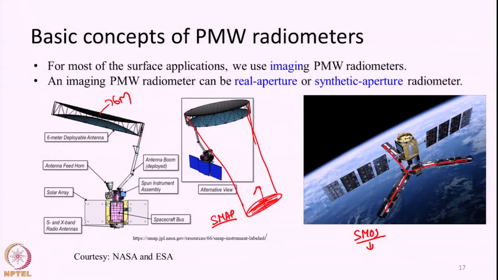In the last class I told you about the real aperture radiometer and the synthetic aperture radiometer, and as examples I showed you how data is collected by the SMAP satellite, which is an example of a real aperture radiometer, and the SMOS satellite, which is an example of a synthetic aperture radiometer, just as a basic introduction. For this lecture we will not discuss in detail how a synthetic aperture radiometer works, it is out of the scope of this course. We will just briefly take a look at the real aperture radiometer and its data collection.